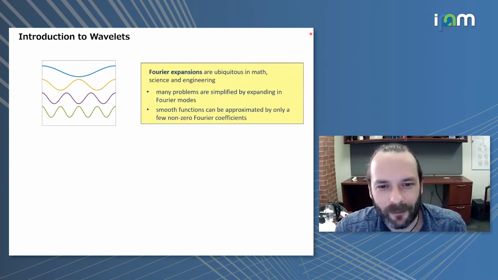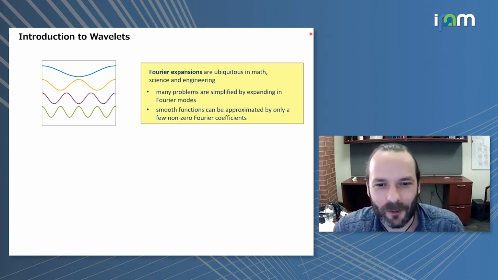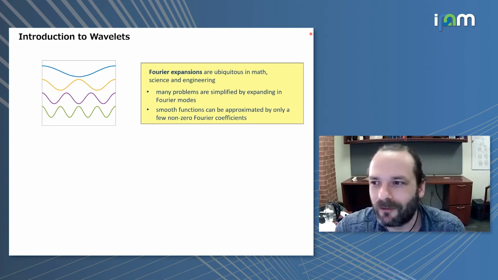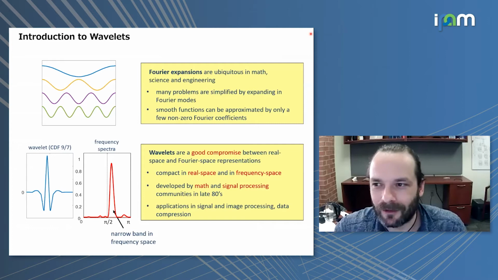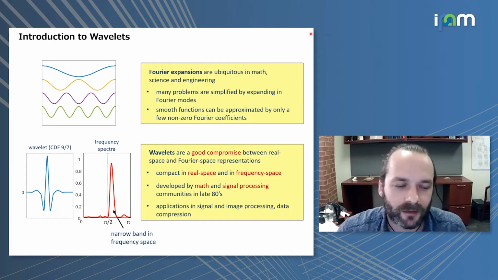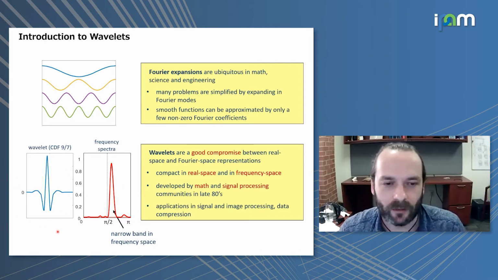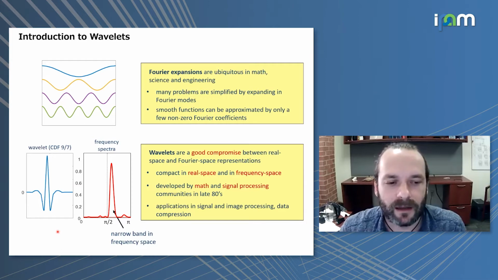Okay, so everyone is familiar with Fourier transforms, taking a momentum space representation of some data. Wavelets were developed relatively recently, in the 80s and 90s, as a compromise between real space and Fourier space representations. A wavelet is like a small wave packet. It's localized in space and is designed in such a way that it occupies a narrow band in frequency space as well.